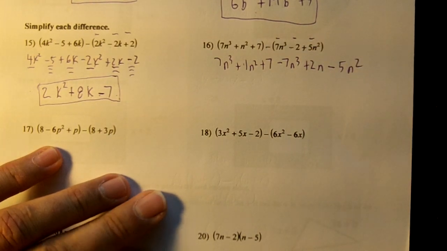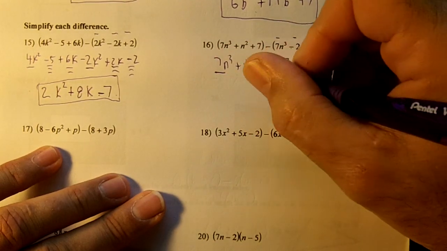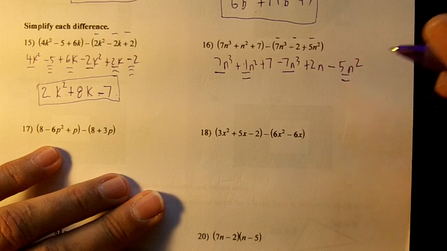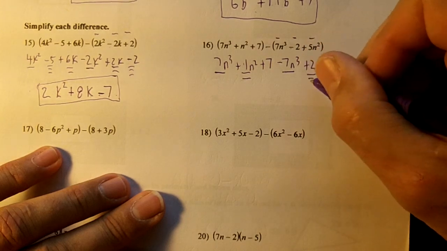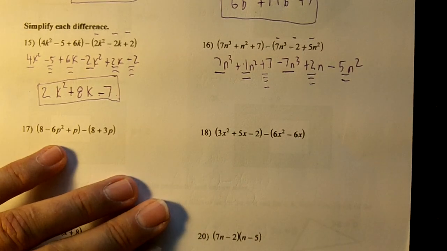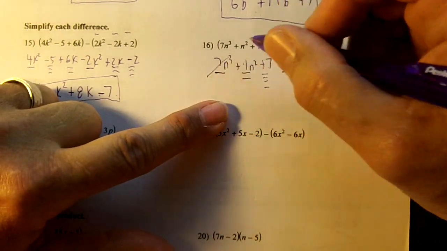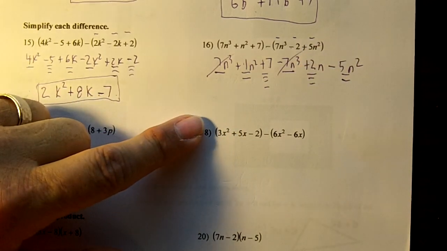So now I'm going to go through and underline. So I'm going to single underline my largest exponents, double underline my next largest exponents, triple underline the n, and quadruple underline the 7. Now then, look at your single underline. 7 minus 7 is 0, so the single underlines cancel out.